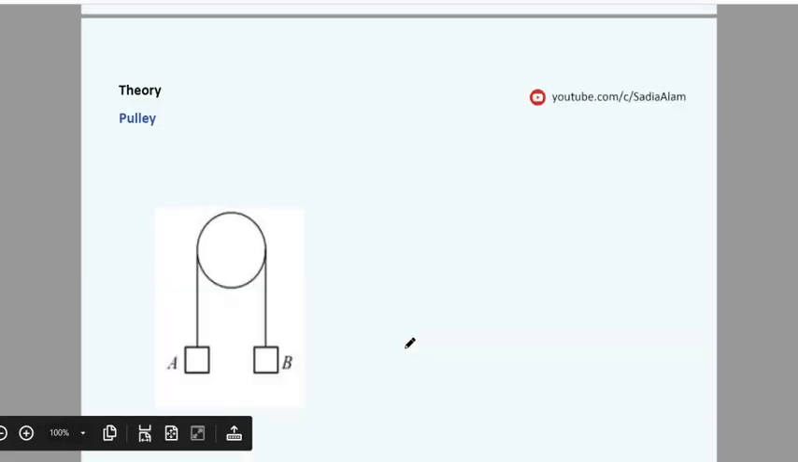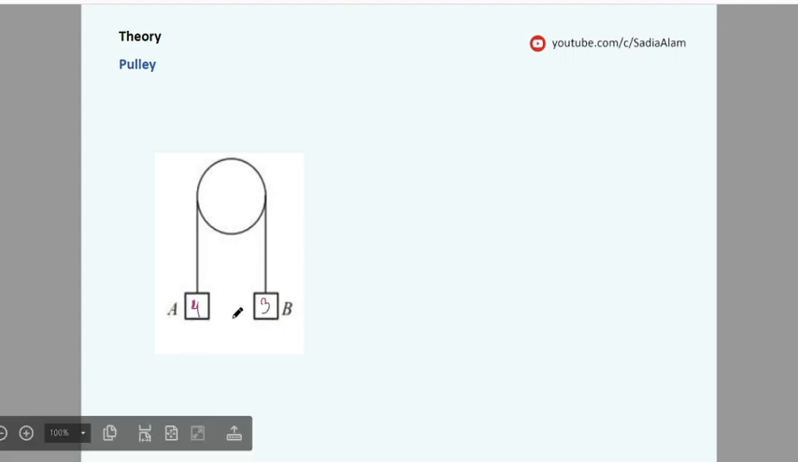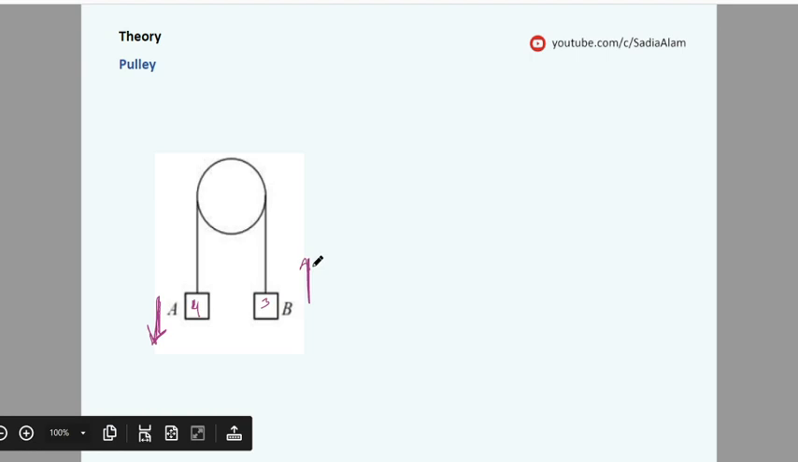Okay, so this is the situation where we have particles A and B, let's assume the mass. Suppose the mass of A is 4 and mass of B is 3. In that case, initially they are connected by this one single string, so that's why they will move simultaneously. Since it's one string, it means when A moves down, at the same time, with the same speed, B will move up. That's the thing. And since, as you can see, A is heavier, the movement of A will be in this direction and B will move up.